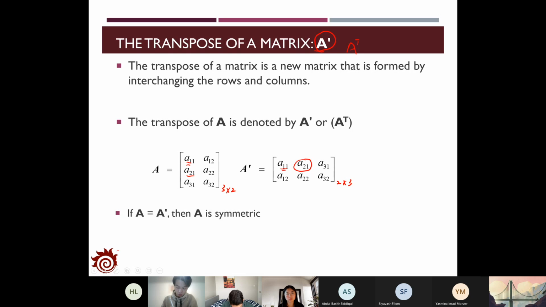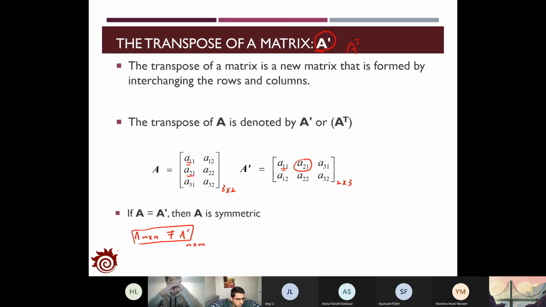Another thing: usually for a matrix with dimension m by n, the transpose will not be the same, because for the transpose, the dimension becomes n by m. If m and n are not the same, it will usually not be the same. But in some specific cases, if we have A equal to A prime, then we can say that A is symmetric.